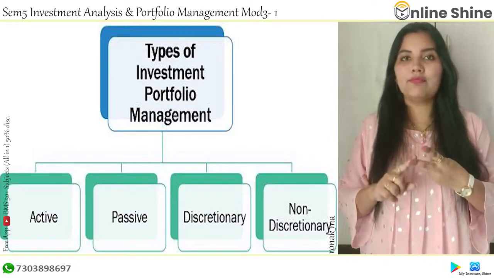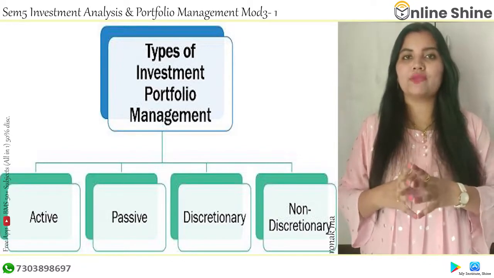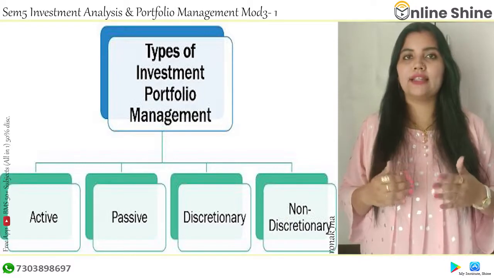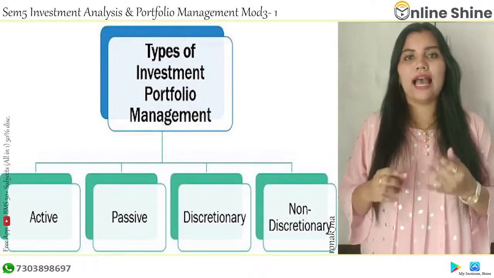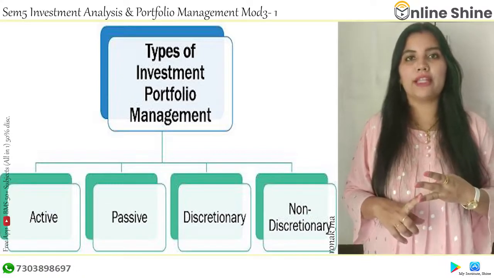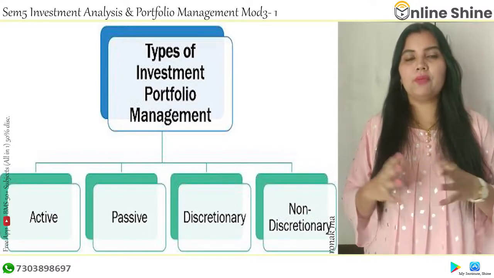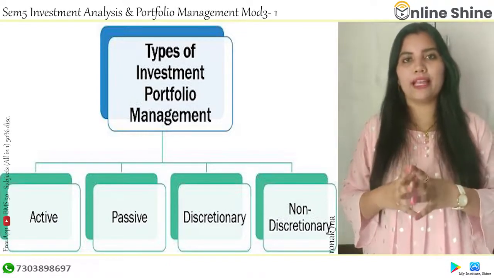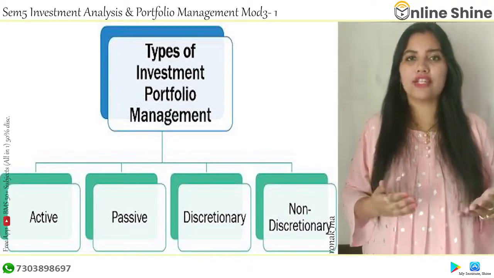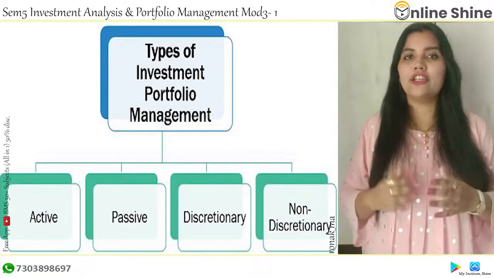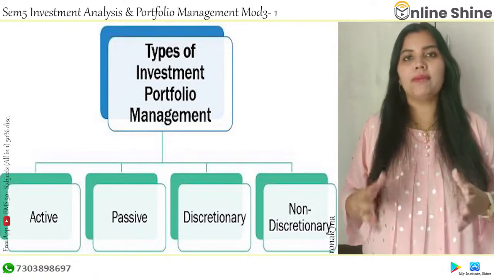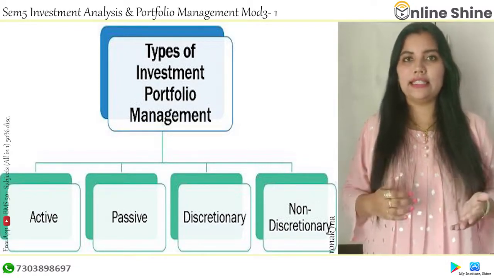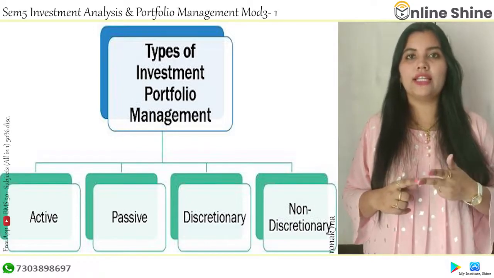And the second one, passive portfolio management. In passive portfolio management, the portfolio manager deals with a fixed portfolio designed to match the current market scenario. And the third one is discretionary portfolio management. In discretionary portfolio management services, an individual authorizes a portfolio manager to take care of his financial needs on his behalf. The individual issues money to the portfolio manager, who in turn takes care of all his investment needs, paperwork, documentation, filing, and so on.